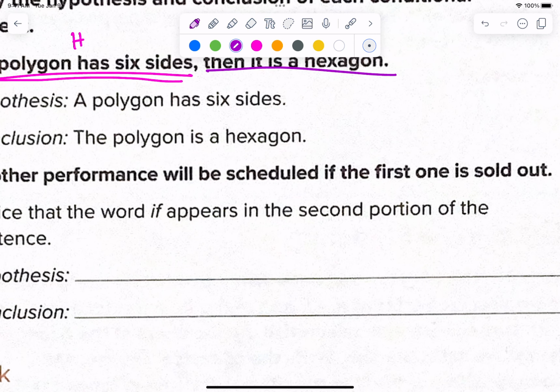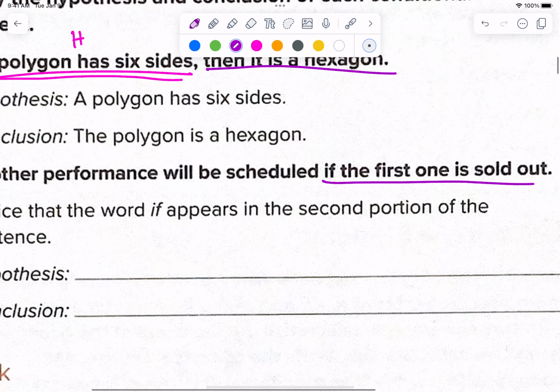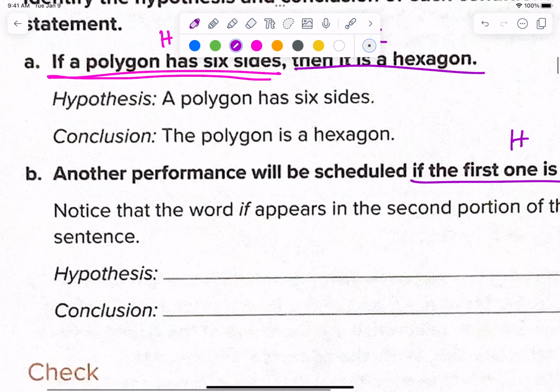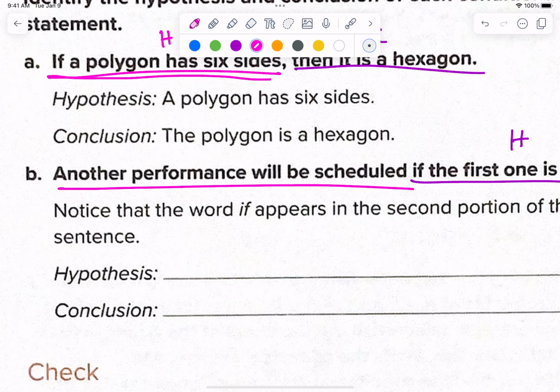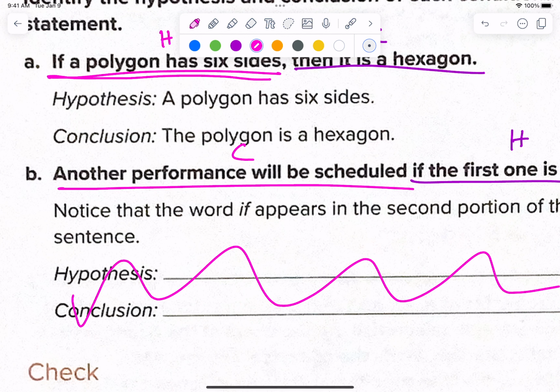What's the hypothesis? If the first one is sold out, that's the hypothesis. So this is an example of when the if part comes second. Another performance will be scheduled. That's the conclusion. Got it? I won't make you write it out. Okay? You will have to write out a bunch of other stuff in this section. So that's kind of the icky part. Okay? Good? Happy with that?